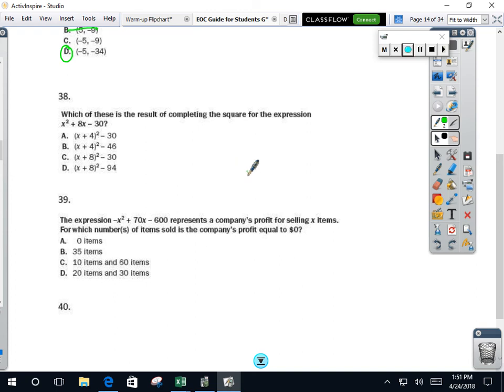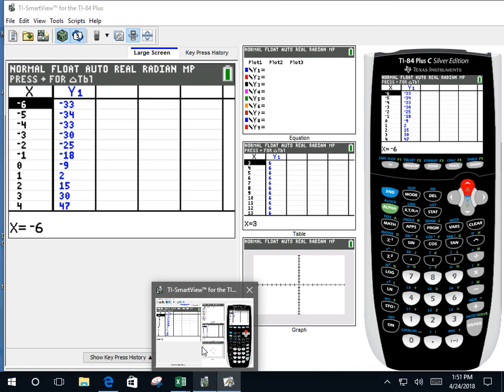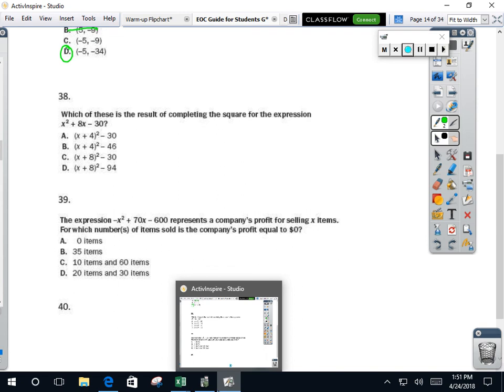Graph it first. And then in Y2, put in choice A. Okay, so in Y1, put in the question. And then in Y2, put in choice A. Okay, so your Y1 should say x squared plus 8x minus 30. Guys, those of you who are not doing it, you're not just going to wake up the day of the EOC and know how to type stuff in if you've never practiced. Okay, when you type in choice A for the Y2, did they make the exact same parabola? No, which means A is the wrong answer.